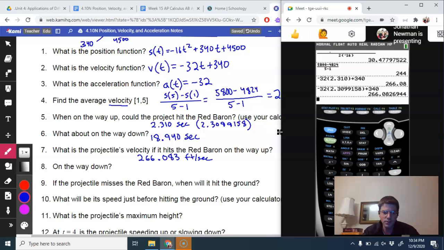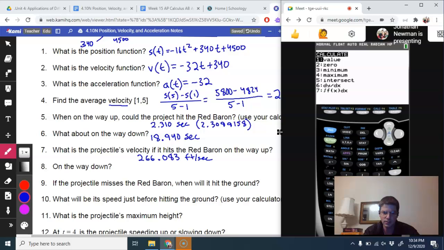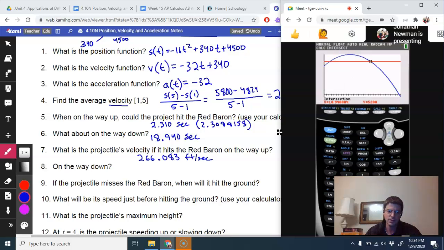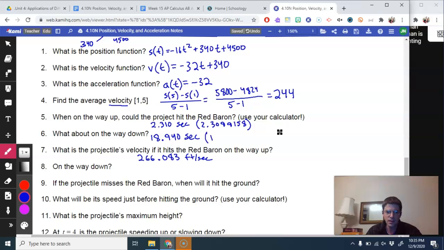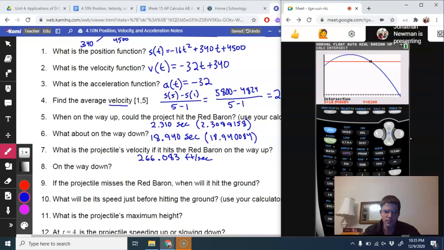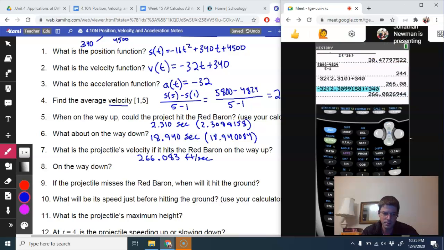Then on the way down, we want to do the same thing, find the other one. Let's get the more exact number again. So second, calculate intersection, enter, it's close to 19 or so. 18.940, so let's write that down. 18.94084. And what I'm going to do is hop back over here, press up, enter.